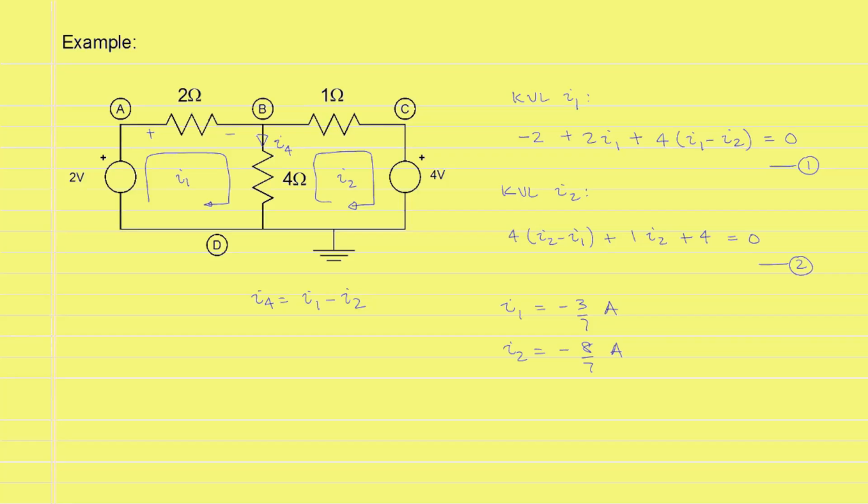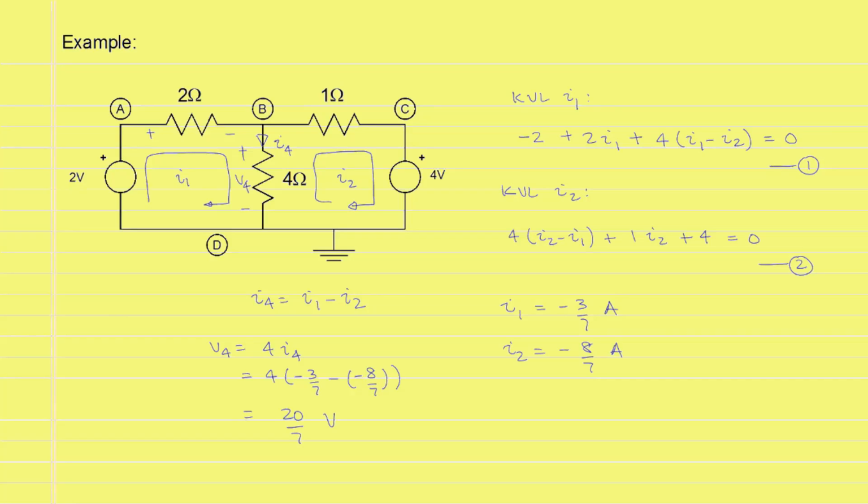Once we have solved for the mesh currents, we can calculate any other voltage or current in the circuit. For example, if you are interested in the voltage across the 4 ohm resistor, assuming that the current through the resistor is given by the direction of I4, then the polarity of this voltage will be as shown. And V4 will be equal to 4 times I4, which is 4 times I1 minus I2, which will be minus 3 over 7 minus 8 over 7, and is equal to 20 over 7 volts.